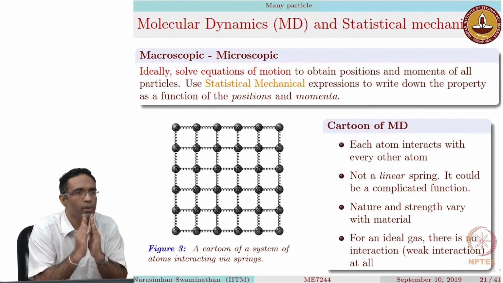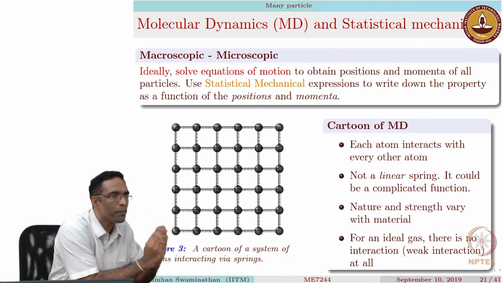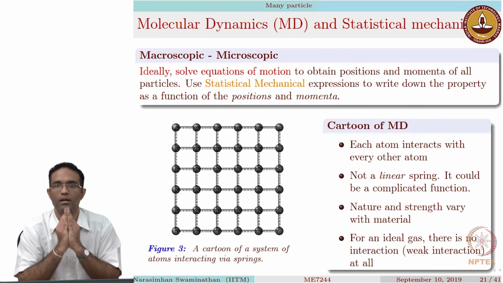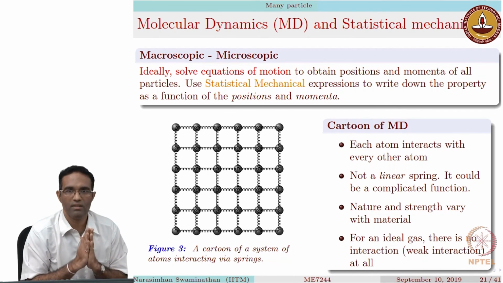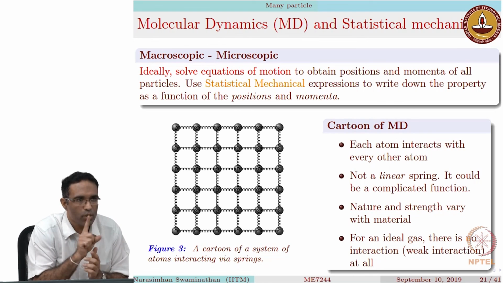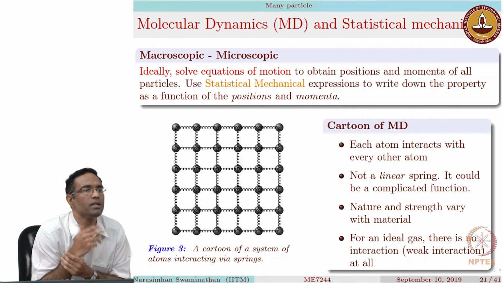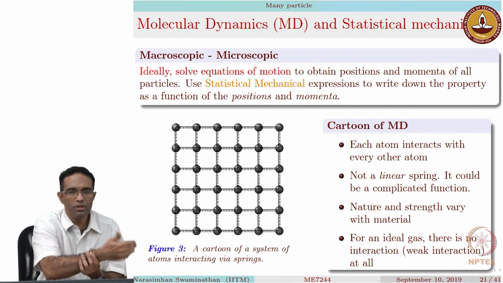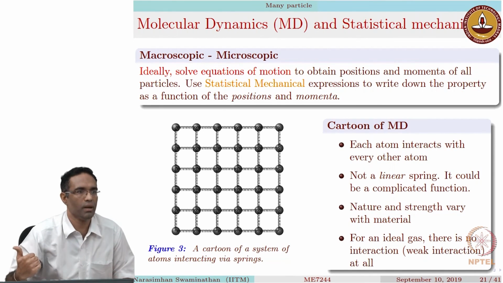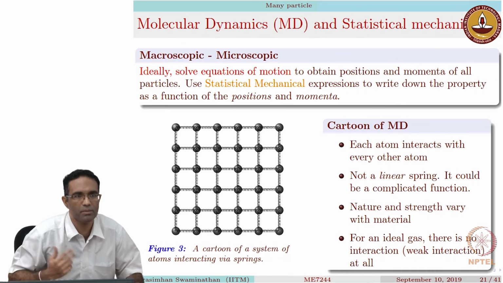But we still need one small thing. We need to know how a property can actually be represented as a function of these positions and the momenta. We still don't know that. We know only how to evolve P and Q as a function of time by solving Newton's equations. We still don't know how any thermodynamic property can be written as a function of P and Q. And that is where the formalism of statistical mechanics will come in. We'll talk about that in the subsequent classes.